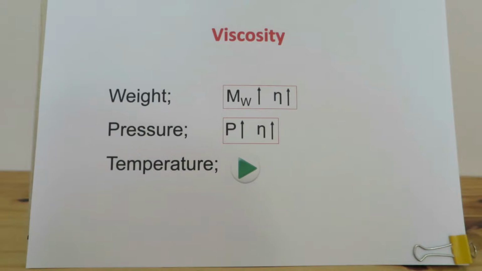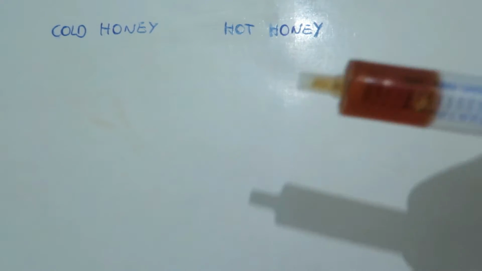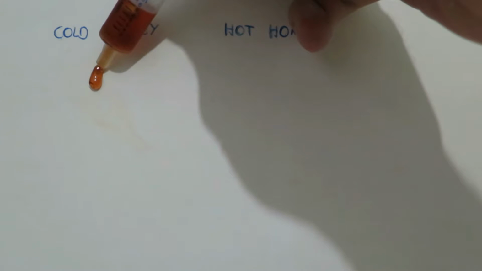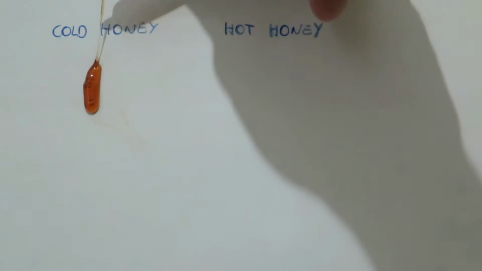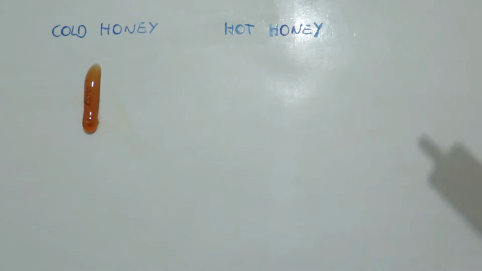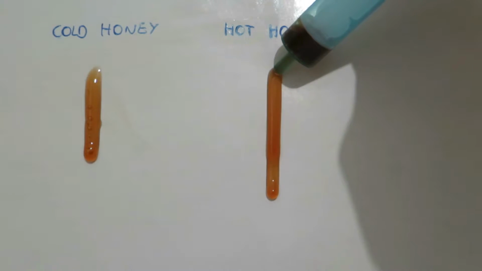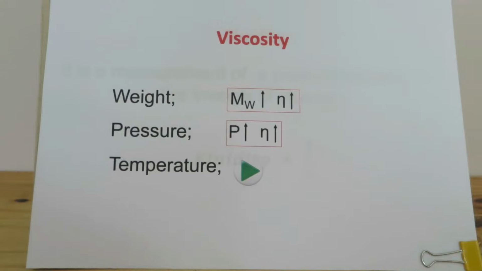However, viscosity can change with the matter's properties like weight or environmental conditions like pressure and temperature. In this experiment, we can observe that when honey is heated up, its viscosity reduces when compared with the same honey at low temperature.